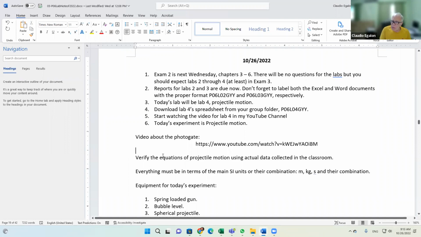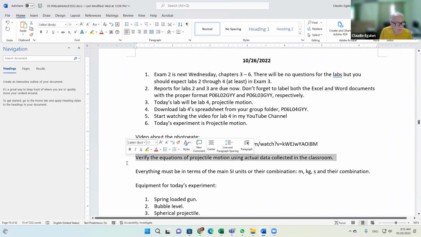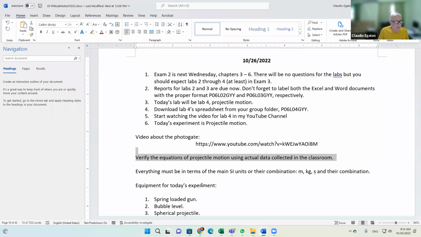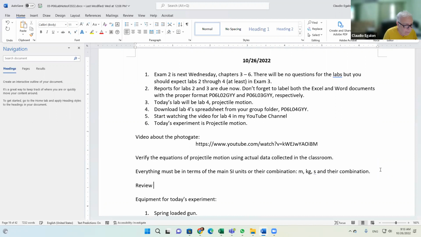Okay, so what are we going to do? We are going to verify the equation of projectile motion using actual data collected in the classroom. Everything must be in terms of the main SI units or their combination, right? So, you know, review the video for the lab 4 experiment on my YouTube channel. And I'm going to walk away from my computer. I'll be back shortly while you review this video. Okay, that's only 17 minutes long. I'll be back shortly.